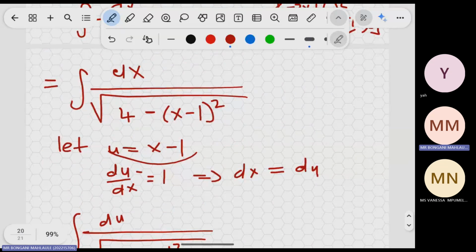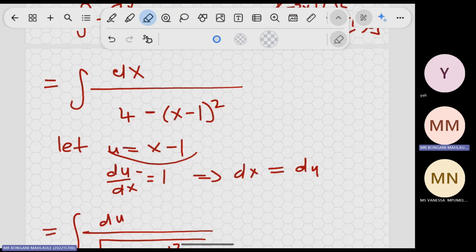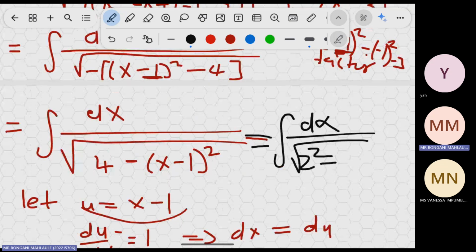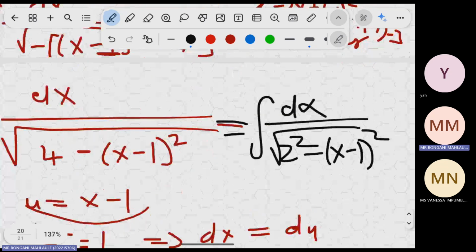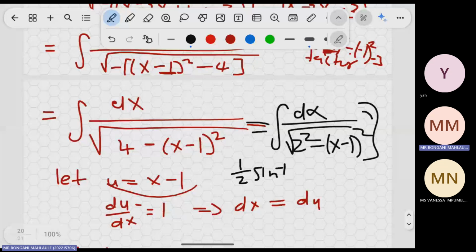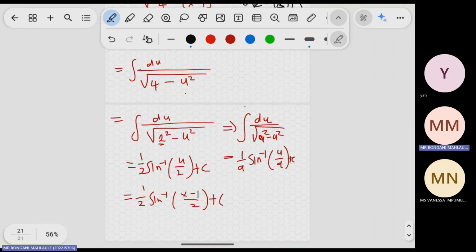But you could have written it straightforward from here without using the substitution, right? So that's another way of doing it. Or if you actually know your stuff, you will just come here. You know that this is the square root of 2 squared minus (x minus 1) squared, so you just apply that rule. It is just going to be 1 over 2, the arc sine of u, where u is x minus 1, over 2 plus c. So you can just write this answer without using substitution. I don't know which one is best for you.